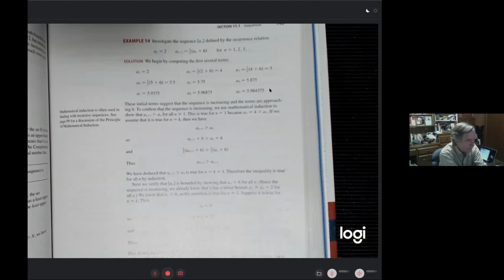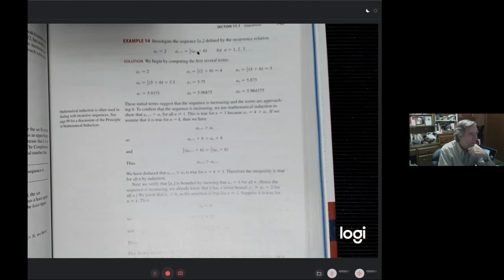Okay? And once you speculate that, once you say, hey, it looks like these numbers don't get more than 6, you could try a couple more. You could take this number if you want to, stick it back in the formula, add 6 to it, and take 1/2. Now, if you think about it, what we're doing when we take a number and add 6 and take 1/2 is averaging between these two numbers. So if I have 5.984375 and 6, the average between those two numbers is going to be halfway in between, right? So it's going to be bigger, but it's still going to be less than 6.